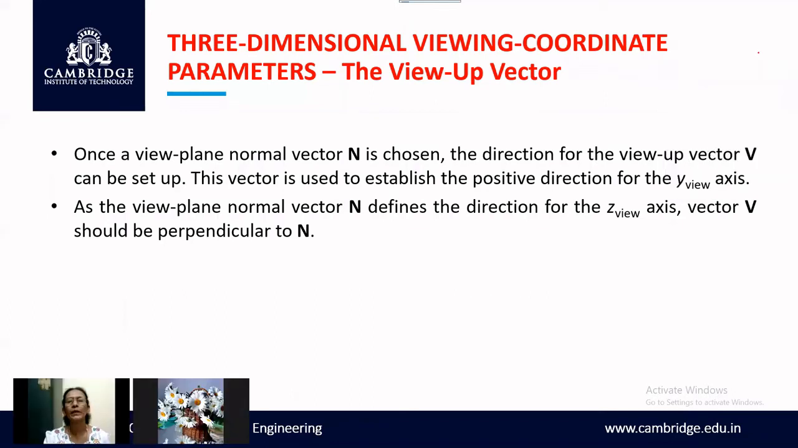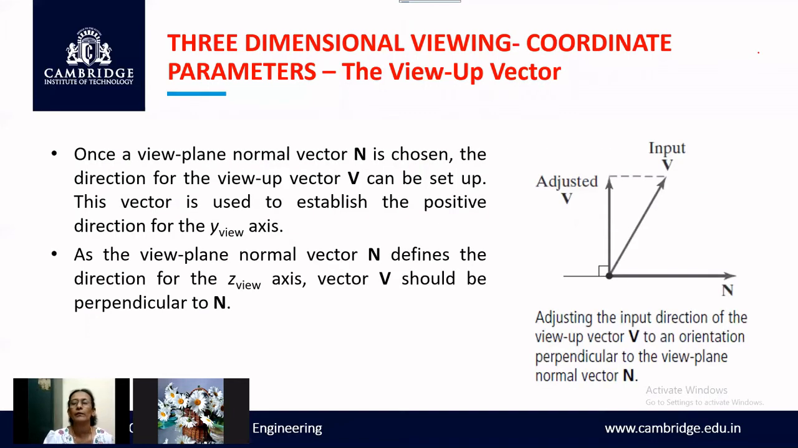Once a view plane normal n is chosen, the direction for the view up vector can be set. Okay, and from that we can set the z view axis. This is what we are going to see. So once we have got the normal vector, we next define the y view axis. Okay, that is the view up vector. That can be in any direction except that it should not be parallel to the normal vector.